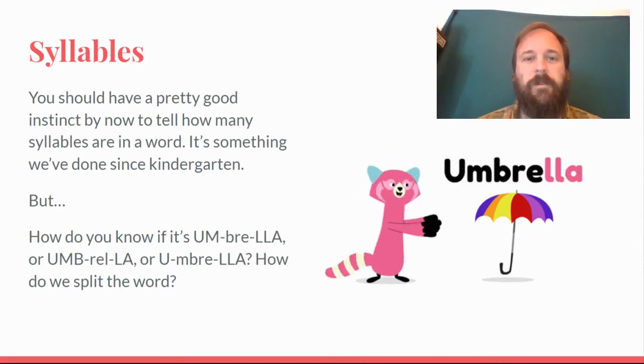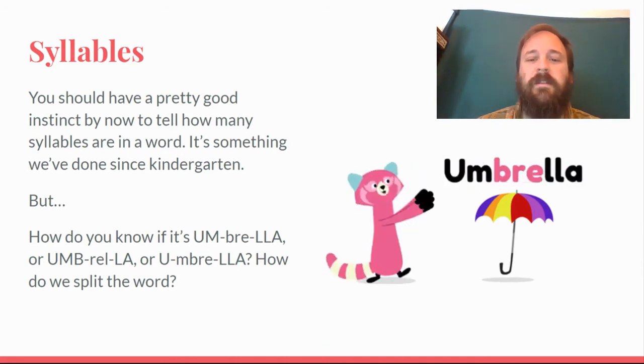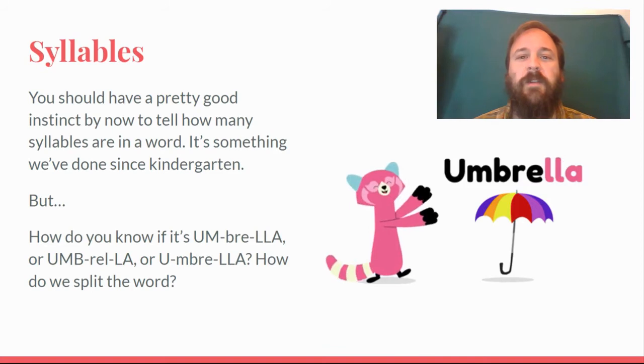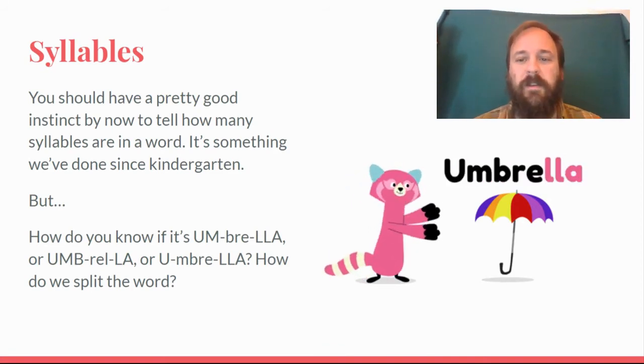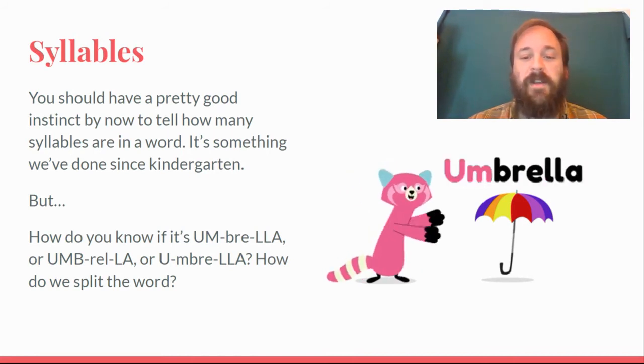But I have a question for you. Where do those syllables start and stop? Is it um-brella, or maybe it's umb-rella? How do we split this word? How do we know where these syllables split? And as a point, in fact, this little animation I got going here, I disagree where they put the split.